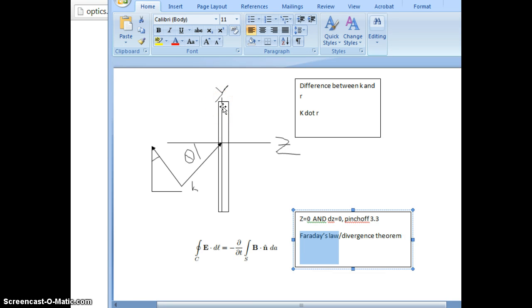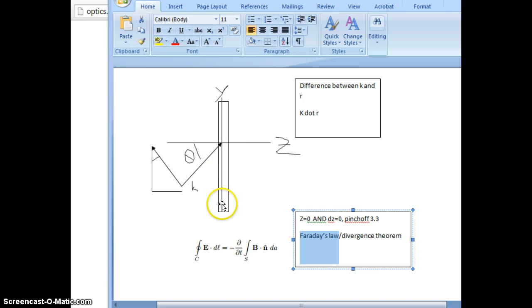So the reason why the divergence theorem works is because the amount of electric field inside the box is the exact same amount that is on the surface. So that's what we're doing there. I believe I explained that right.